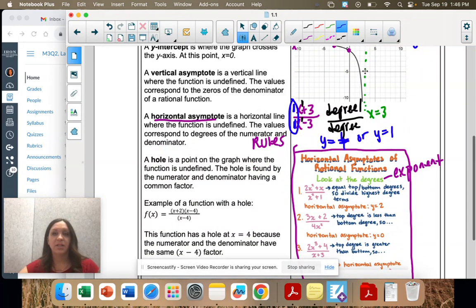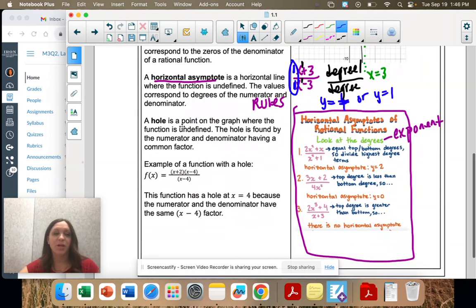And then this example does not have a hole in the graph, but we're going to look at some that do. A hole is another place where the function's undefined. And that's where a numerator and a denominator cancel out. They're the same. So here's an equation, x plus 2 times x minus 4 divided by x minus 4. Because these are the same, they would cross each other out. That's an undefined value on the graph. So we call it a hole. So x equals 4. The numerator and denominator have the same factor. So the hole is setting that factor equal to 0 and solving.